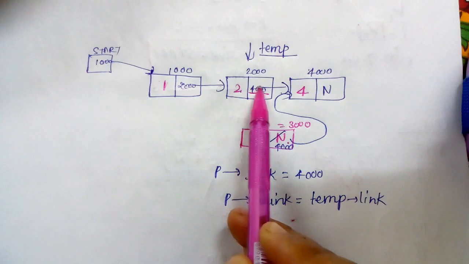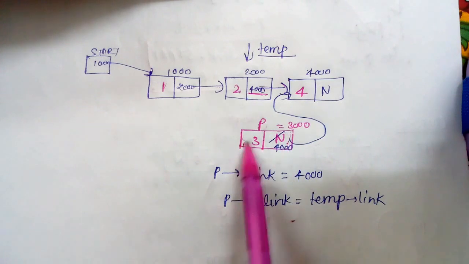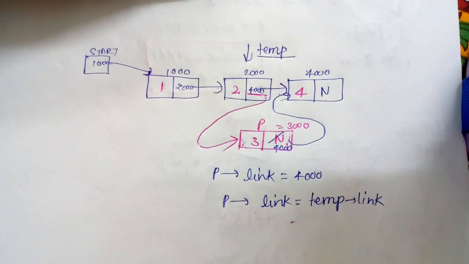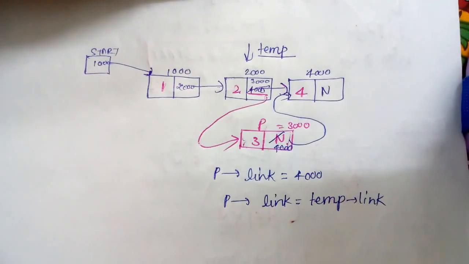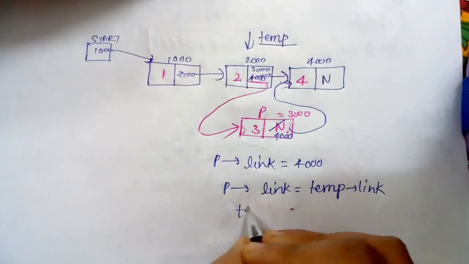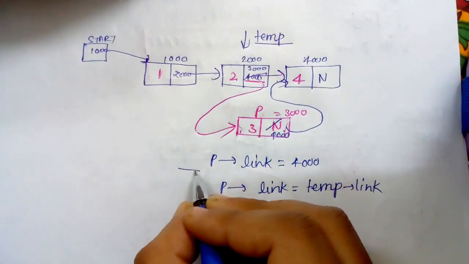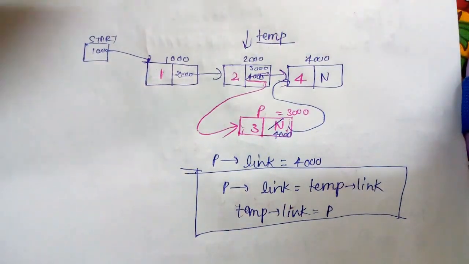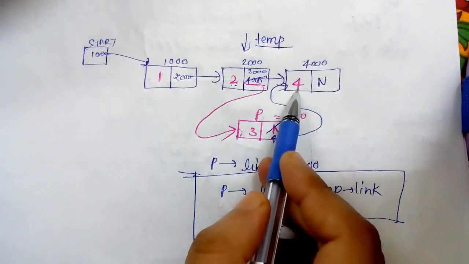But now you can see that temp is also pointing here and P is also pointing here. If I want to place this node in between, this link part should point here. That means at the place of 4000 I should store 3000, that is the address of P. So in the temp link part, if I store the P address, these two links will be modified and we can insert the node in between these two nodes.